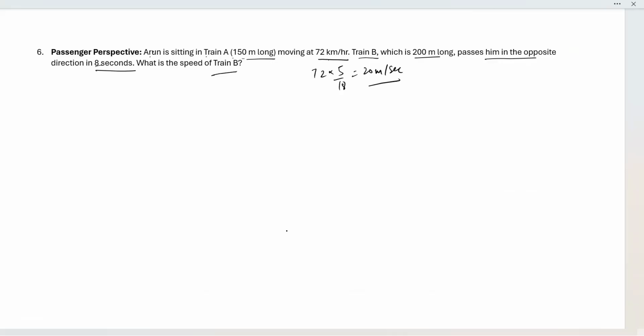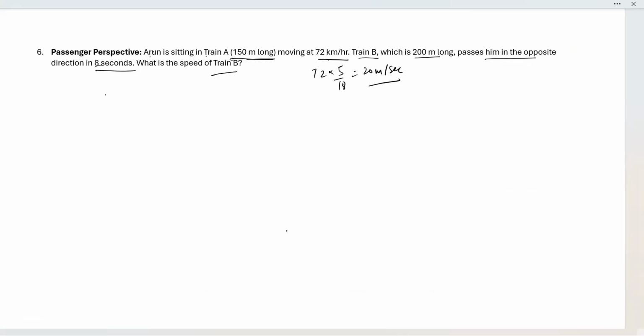After reading the question, a lot of students would think, sir, how can we find it? Because we don't know at what position Arun is sitting. He might be sitting in the middle coach, last coach, first coach, or could be sitting in the engine also. Probably he's the driver. How do we know? But the thing is, in this case, the length of this train A is not required. This is extra information given to you just to confuse you.